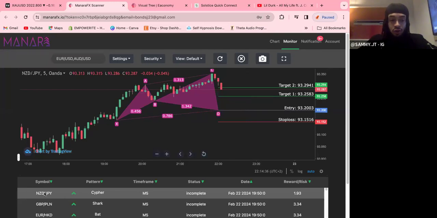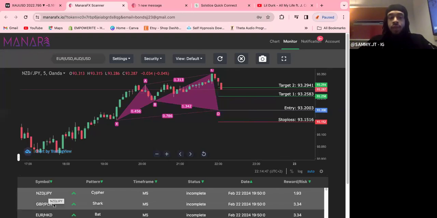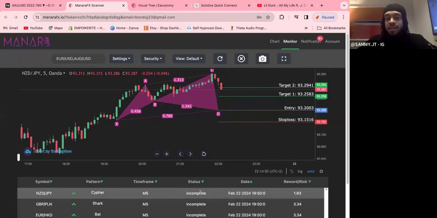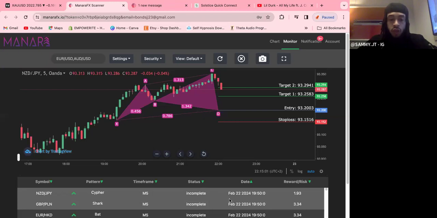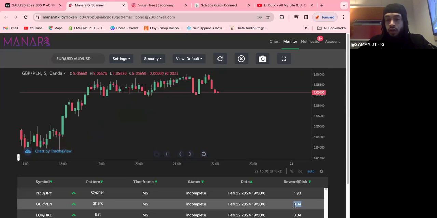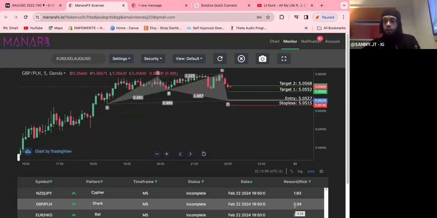At the bottom, you're going to see loads of different currencies that you could possibly use. For this example, we have NZD/JPY, the New Zealand dollar against the Japanese yen. It shows you your pattern and time frame, and it says it's incomplete. The fact that it's incomplete means we still have an opportunity to get into the trade. To decide which trade you're going to go for, you want to look for a good risk to reward. Over here, it says 3.34. So if you're risking $1 or 1%, you're willing to make 3.3%.